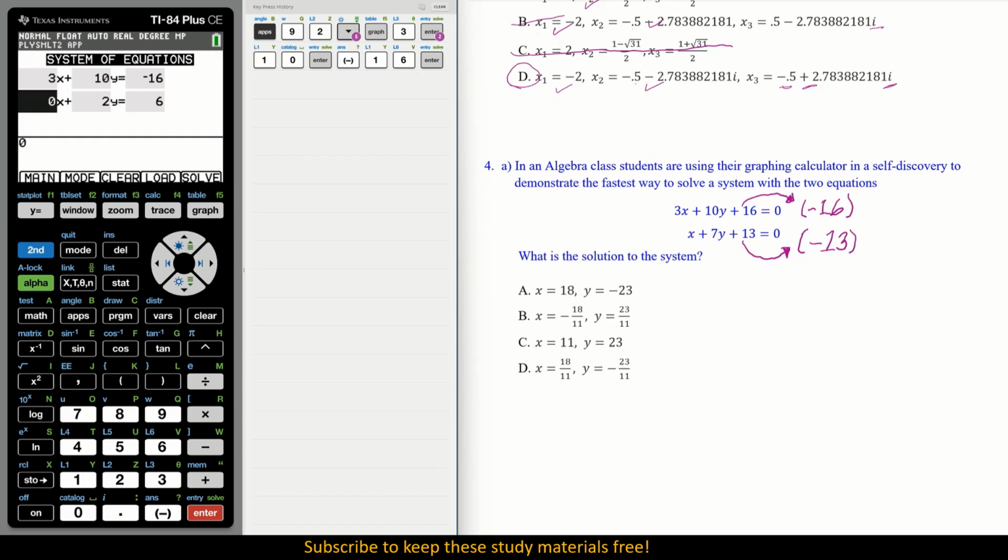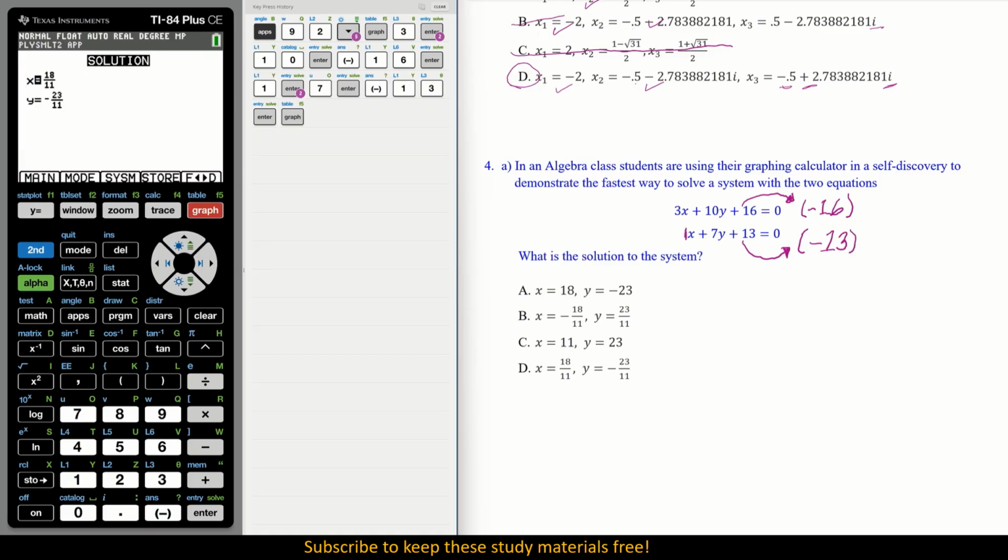Now we're on our second equation. See where it has 0? You can have 0 there, meaning that you had two variables in the first one, but not in the second one. That's not our case. We actually have an understood 1 right here. So we need to type in 1, enter, enter, because we had positive 7y, enter again, and negative 13. Okay, now we're ready to solve.